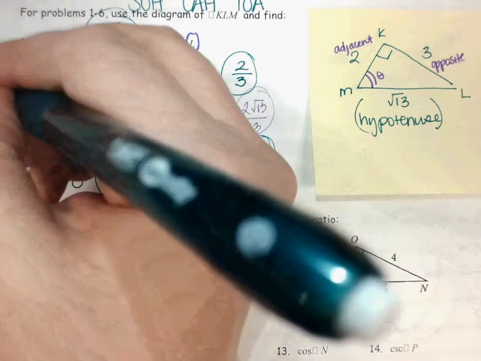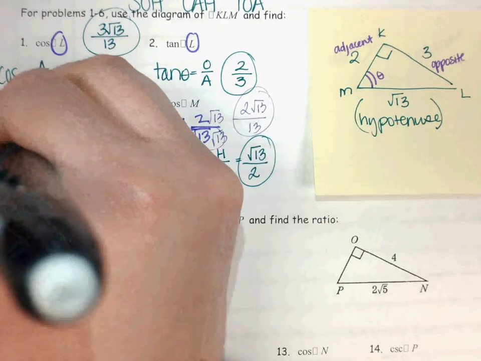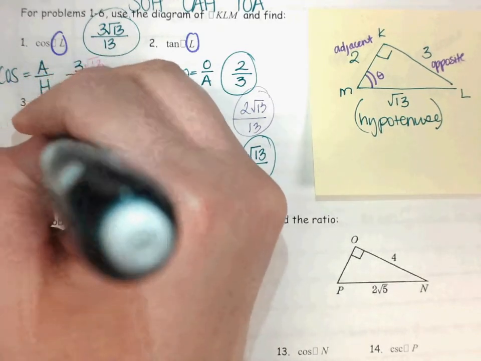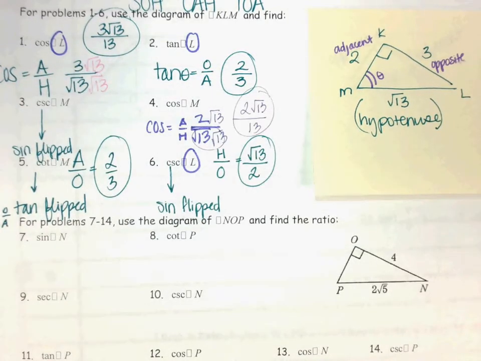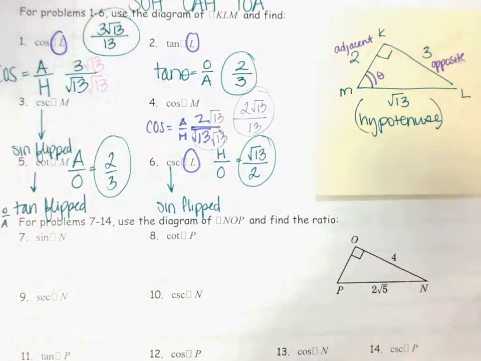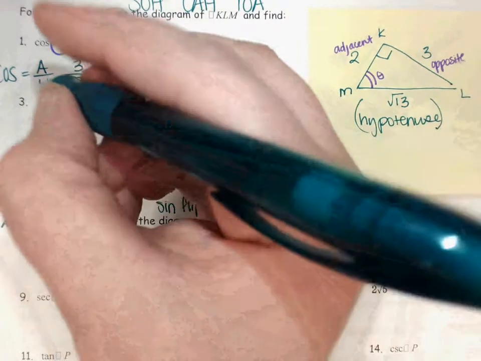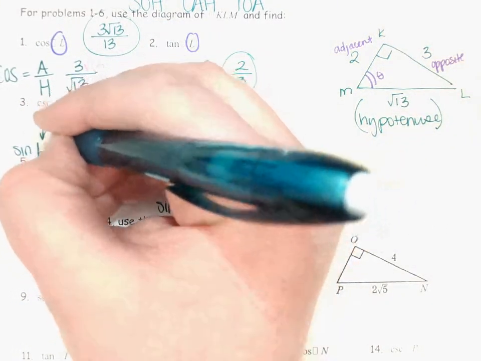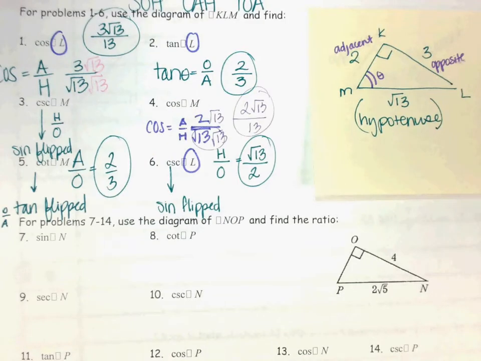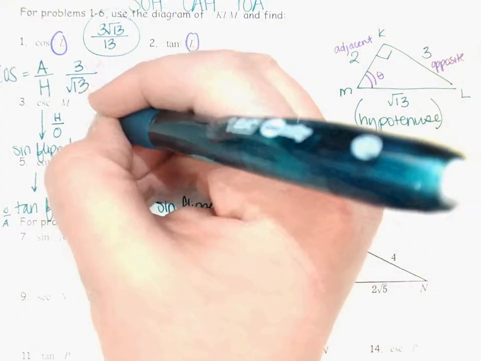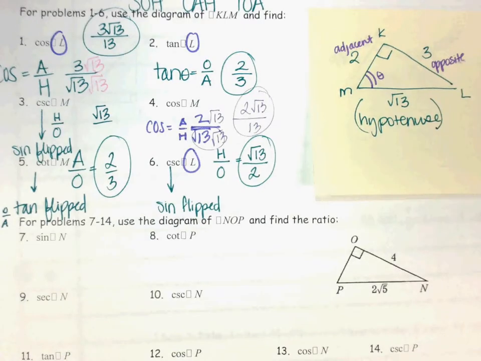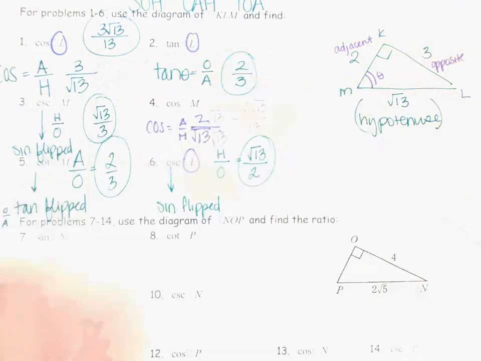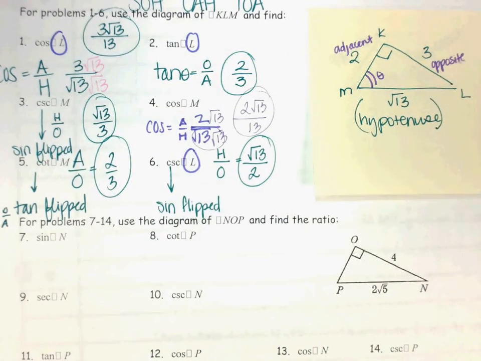Okay, last one, cosecant. That's sine flipped. We did this one earlier. Sine is opposite over hypotenuse, then what is cosecant? Hypotenuse over opposite. And what's the hypotenuse? Root 13. What's the opposite for M? 3. Root's not on the bottom, so I'm done. Make sense? Okay. Go down to the next one.